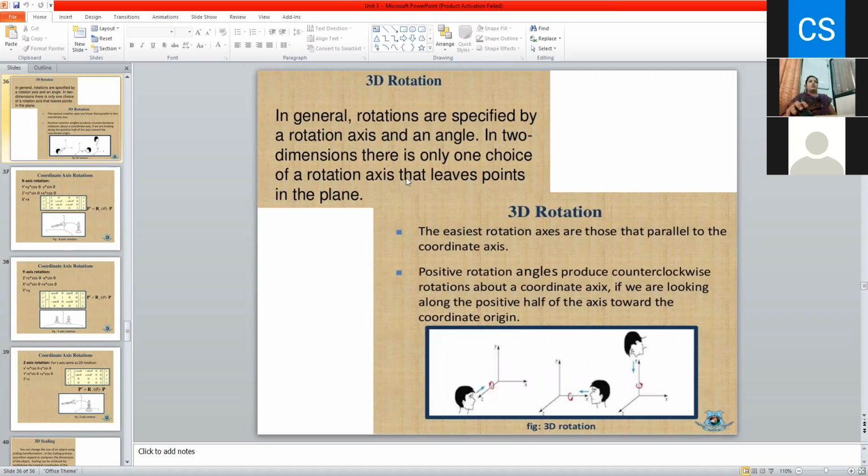Then we have seen the 3D rotation. 3D rotation is carried out about 3 axes: x-axis, y-axis, and z-axis. Rotation about x and z is considered positive, while the rotation about the y-axis is considered negative rotation. And that's why we are taking minus theta for the rotation about the y-axis.